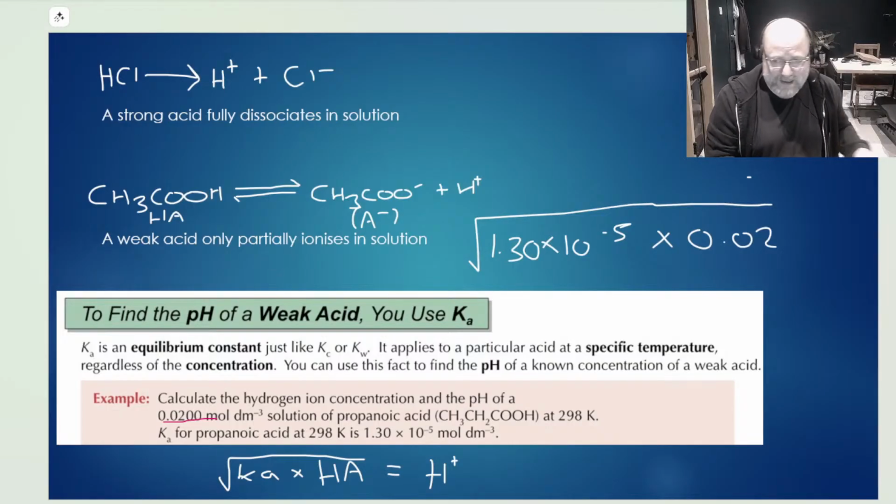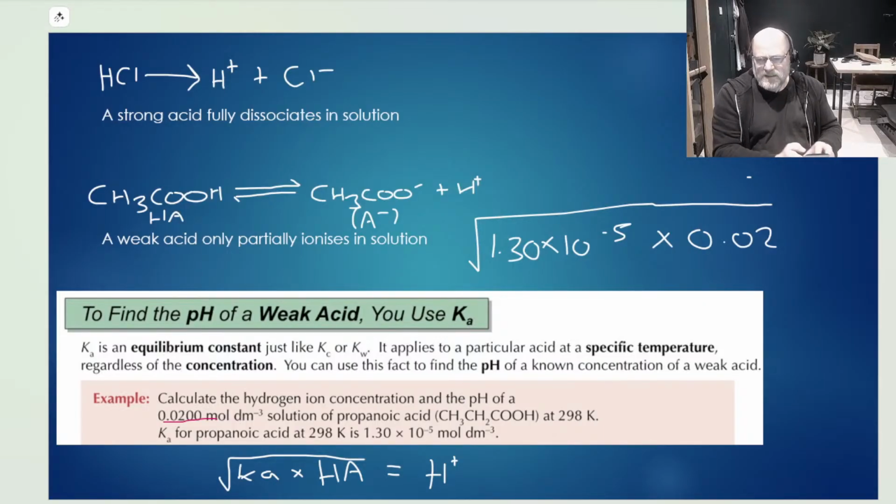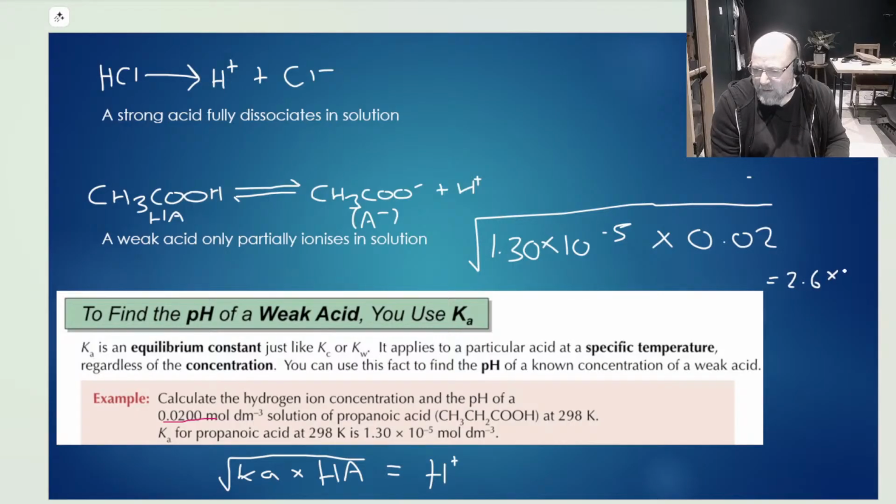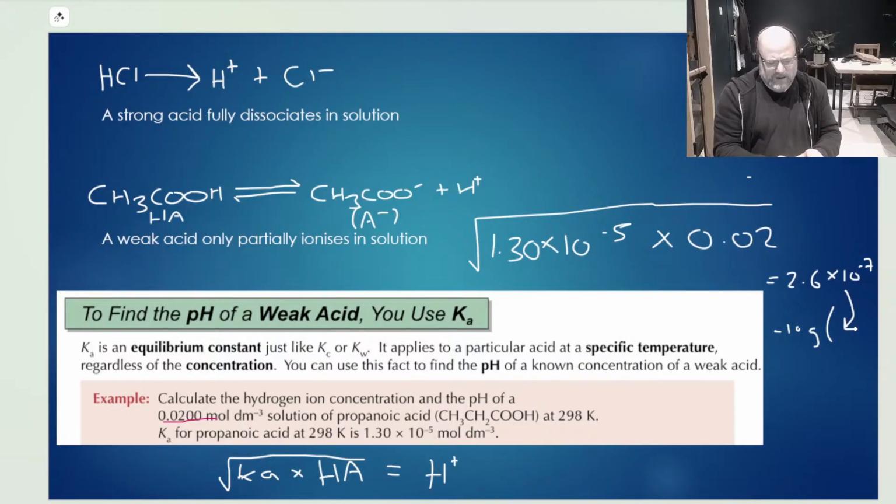So let's bust that in the calculator and see what we get. 1.3 times 10 to the minus 5. We're going to times that by 0.02. We get that, and then I don't know what that is. 2.6 times 10 to the minus 7, something like that. You got 3.3? Nice, sounds good. And then just minus log to get the pH. Minus log this. So let's try that.